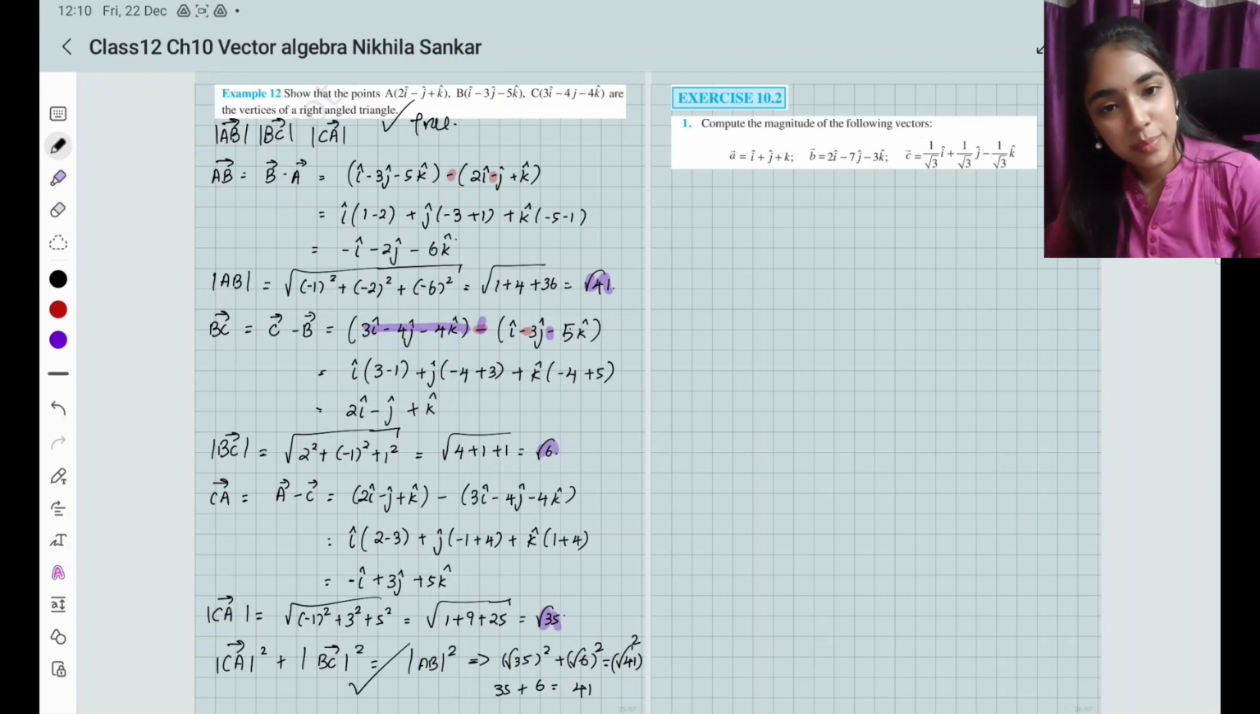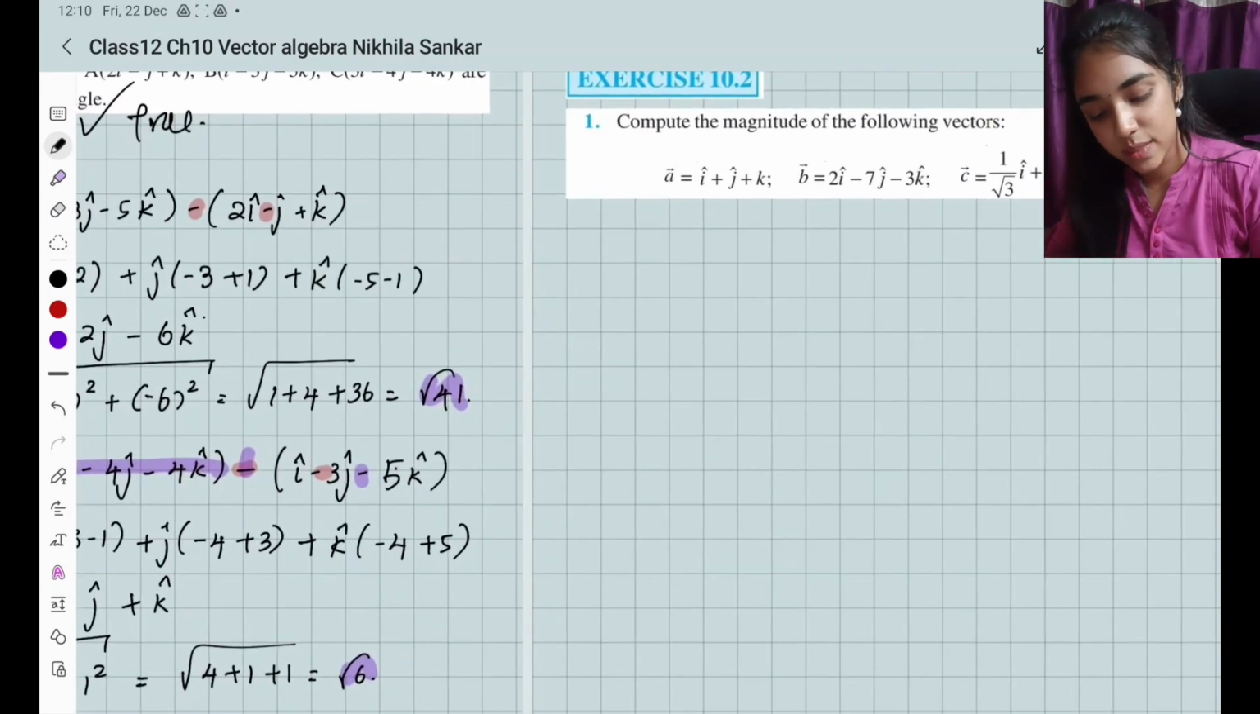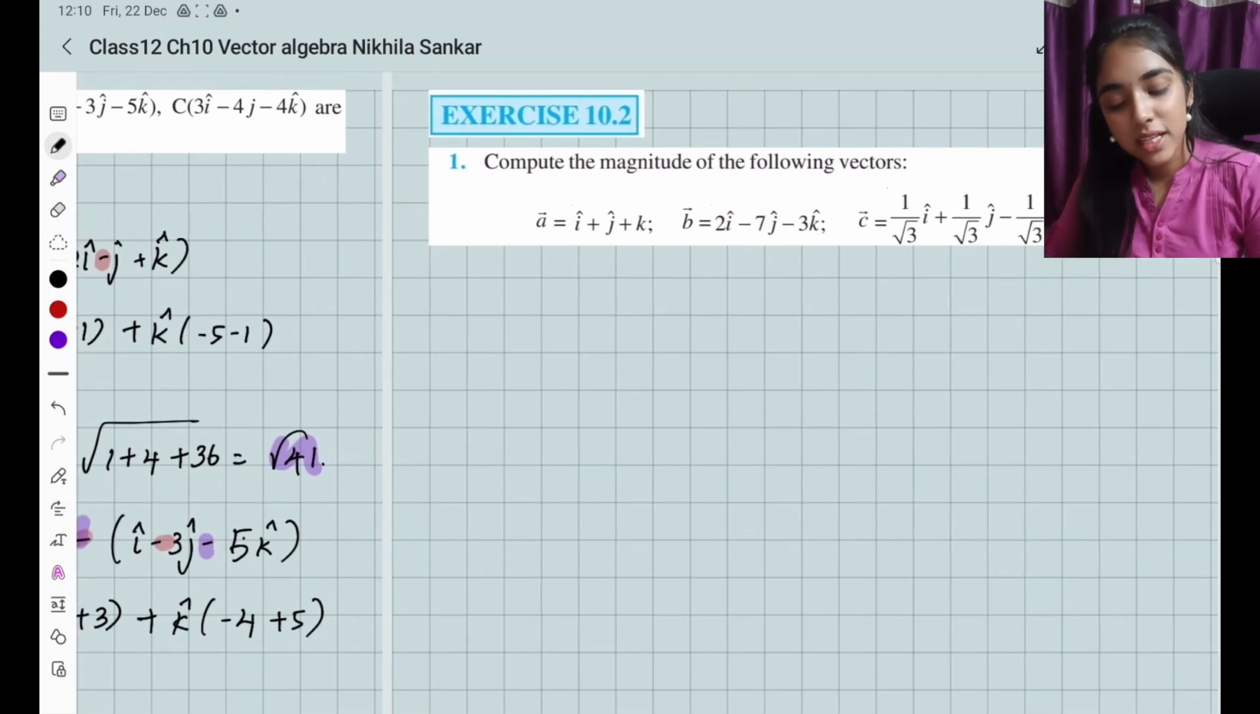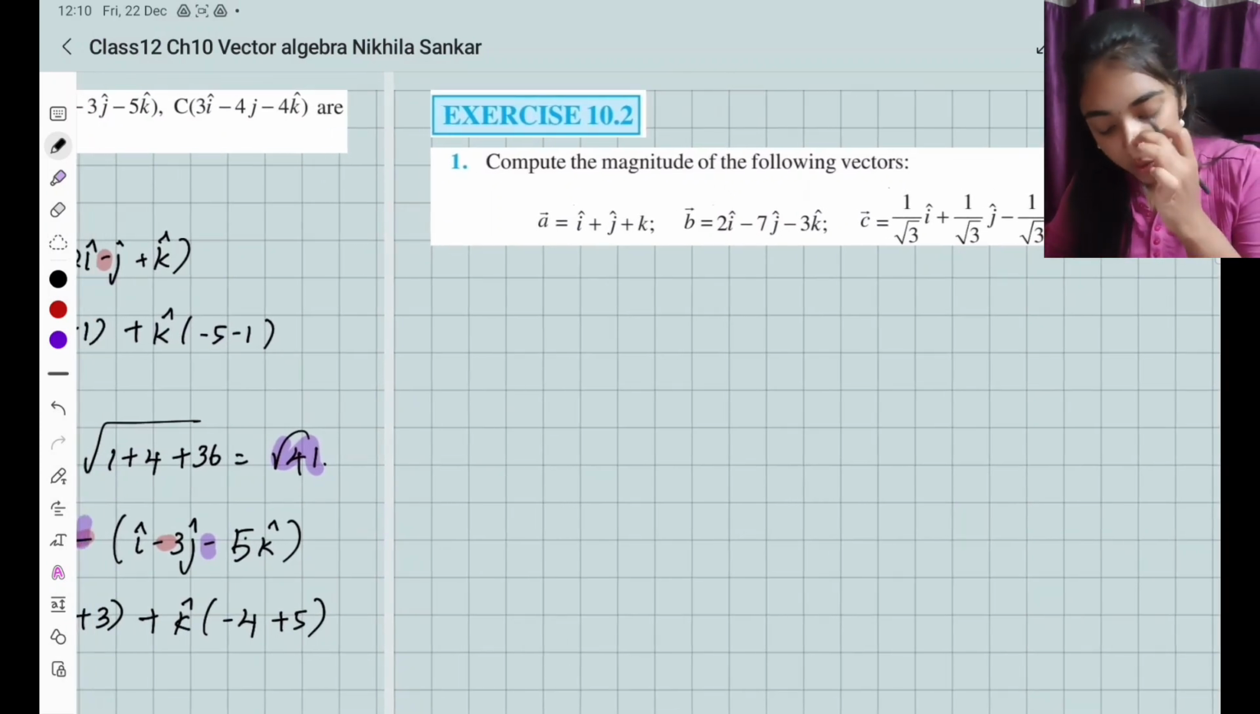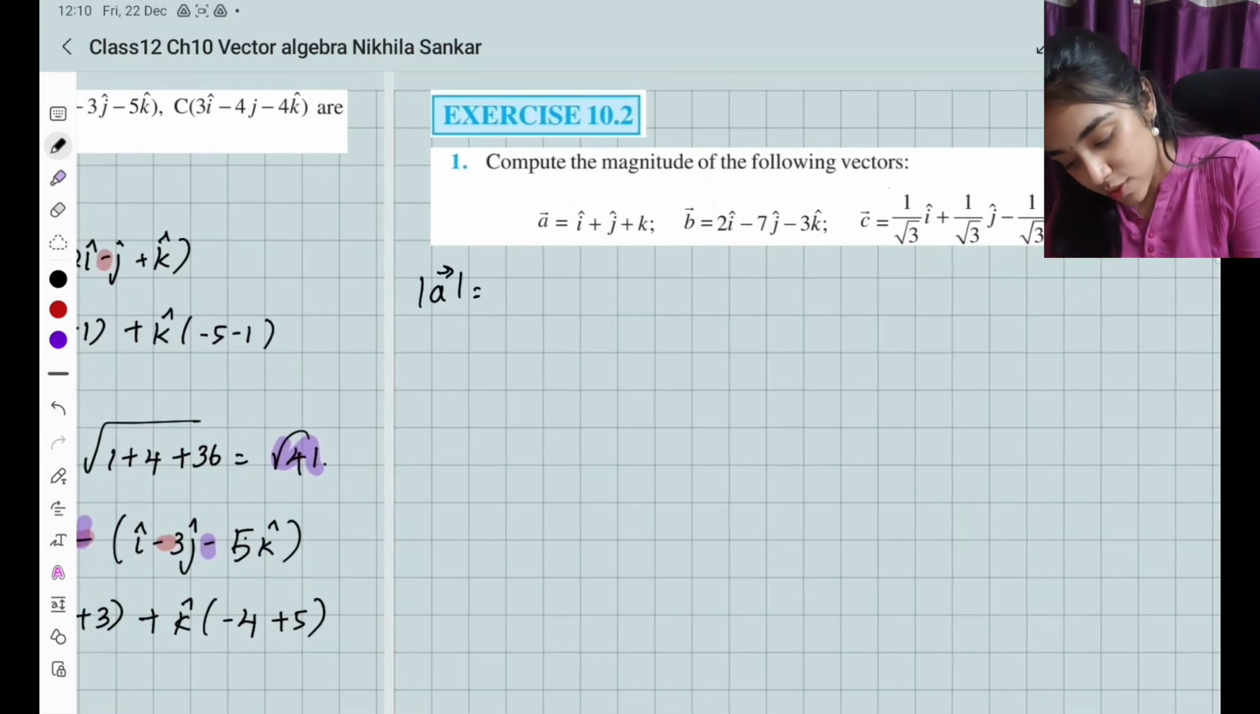So இவ்வளவு நேரம் example sum போட்டாச்சு. Now let's solve some exercise questions. Okay? Compute the magnitude of the following vectors. Magnitude நால என்ன அர்த்தம்? இப்போ magnitude of A is going to be square root of x square plus y square plus z square.